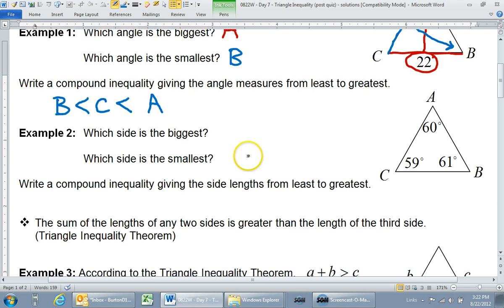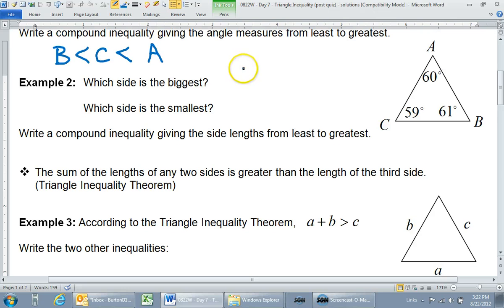Okay. Example 2 is almost the same thing, only backwards. Look at these numbers. Now, tell me the letter that represents the biggest angle. B. All right, well, I'm only hearing two people. What's the biggest angle, you guys? B. Yeah, that's better. Angle B is the biggest angle. You see the 61. Now, the question is, which side is the biggest side? Give me a two-letter name of the biggest side if you can.